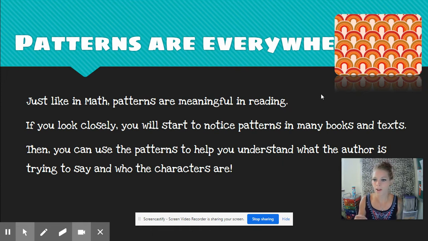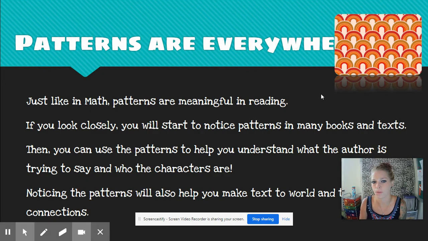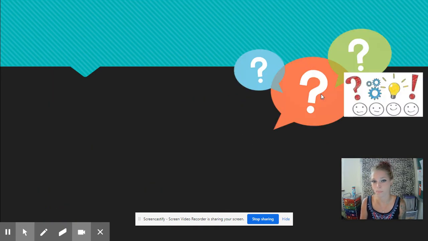When you notice a pattern, it helps you understand what the purpose is for the author to write that. Maybe it's to inform you on something. Maybe it's to persuade you. Maybe it's to compare and contrast two different restaurants. You want to be able to understand the purpose for your reading so you can comprehend the purpose the author wants to give to you. By noticing patterns, it will also help to make text to world and text to self connections. And we'll talk about that in a little bit.